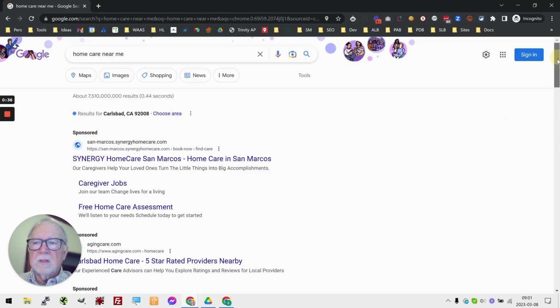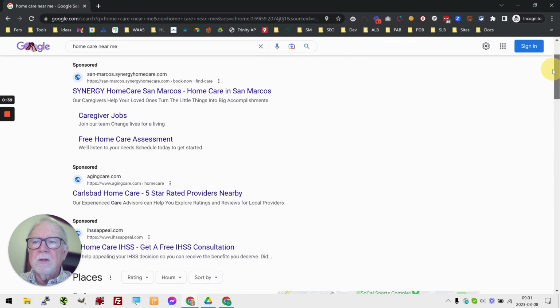Interestingly, Google has stopped calling them ads. Now they're calling them sponsored because they're trying to get away from making it obvious that somebody paid for these ads. But that's how Google makes their money, so they get to decide. That's the first section. There are three sections to the page.